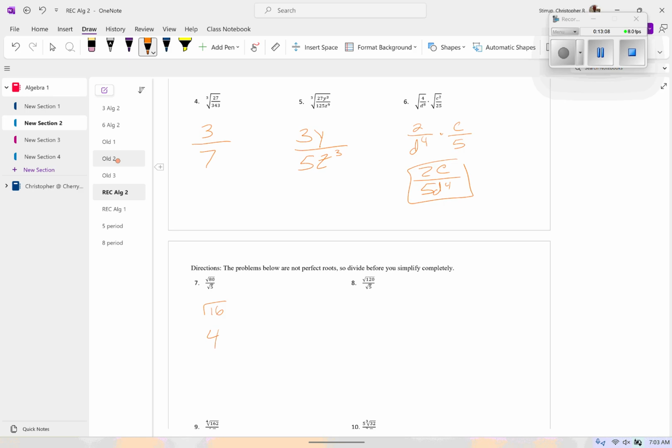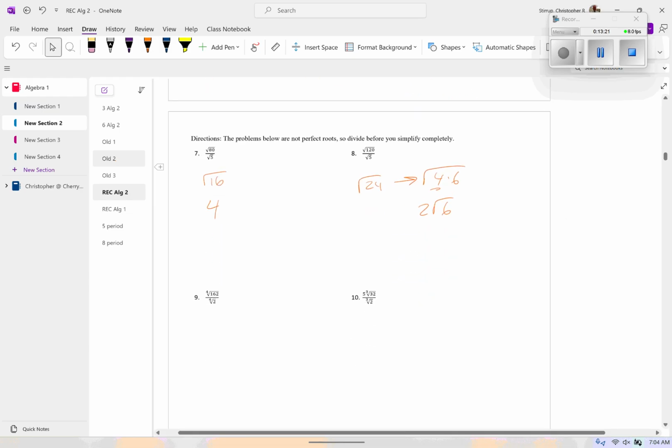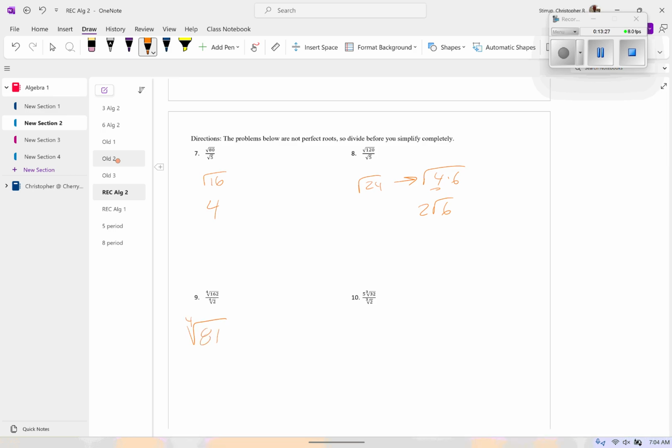Take a look at this one. If I divide 5 into 120, they're both under the radical. I just get root 24. Root 24 breaks down to 4 times 6, which is 2 root 6. All right, fourth root. They're both fourth root. So this is going to give me the fourth root of 81 because 2 goes into 162 81 times. Fourth root of 81 is just 3 because 3 times 3 times 3 times 3 is 81.